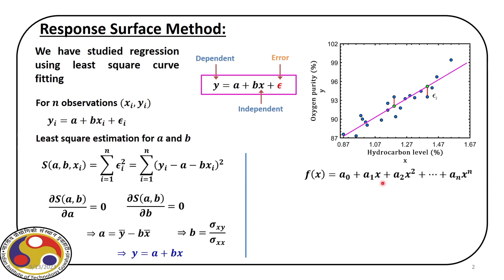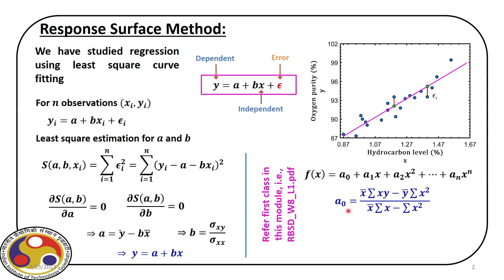Now we can fit a polynomial up to x to the power n. This is obviously not the orthogonal polynomial that we will discuss separately, but for the time being we have a polynomial with n plus 1 coefficients. In this case it starts from a naught up to a n, so it has n plus 1 coefficients, and the details you can refer to in this note, and then you can go through how to fit this model.